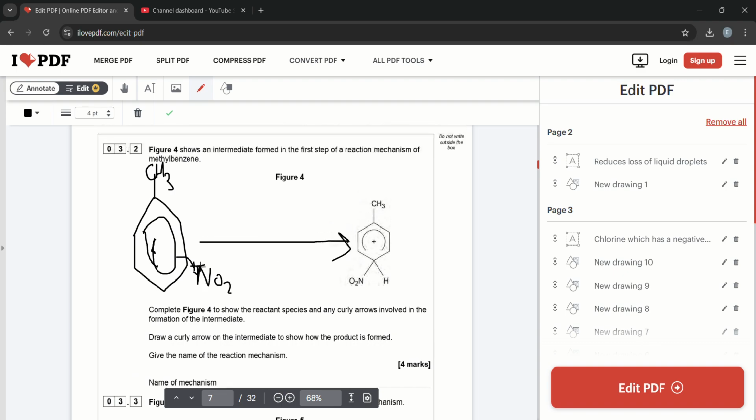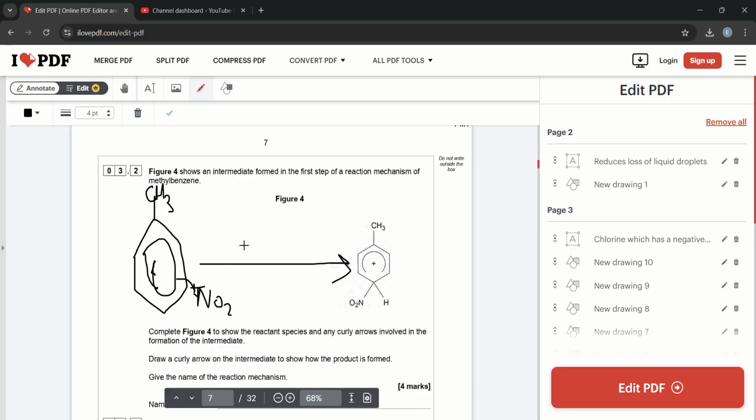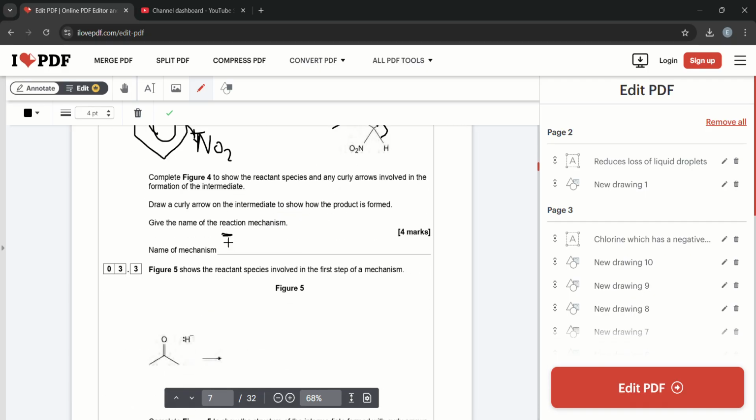I don't know why I did it so far. I thought there'd be more than one step, but it's just this, and then a final curly arrow needs to go from here to there, from the hydrogen. It's always the hydrogen, middle of the hydrogen bond. And what is this called? Electrophilic substitution.